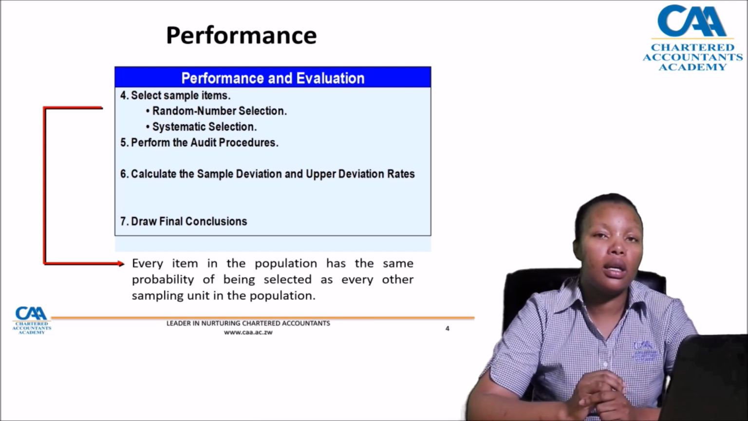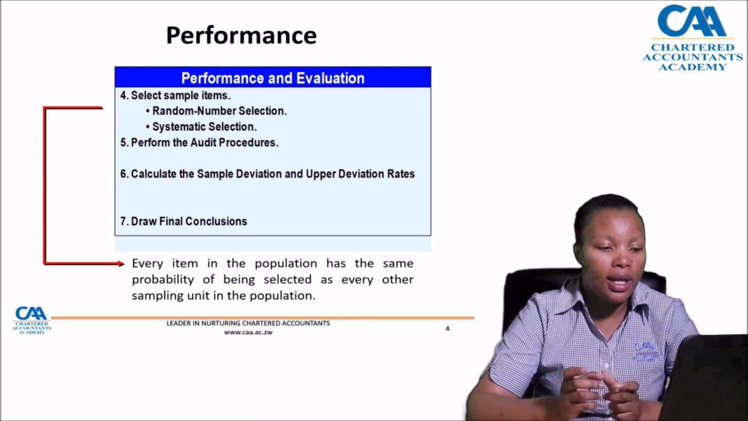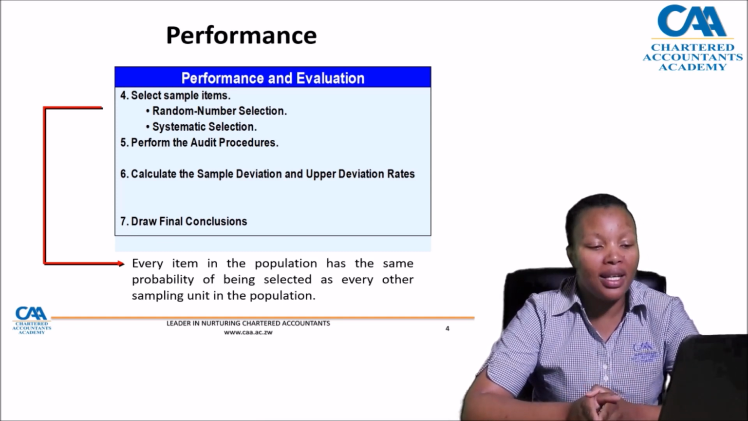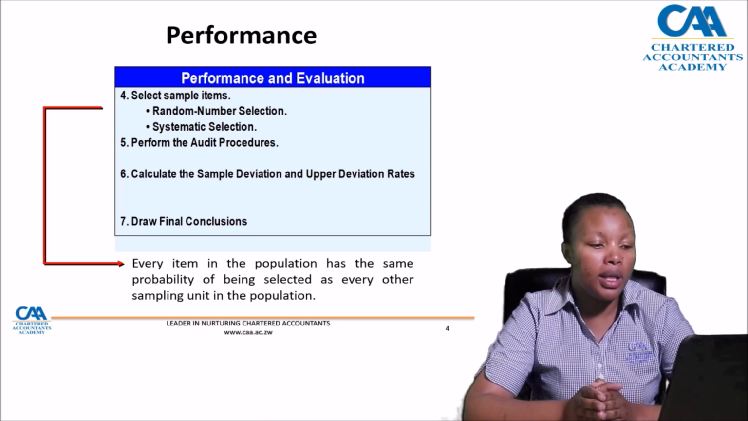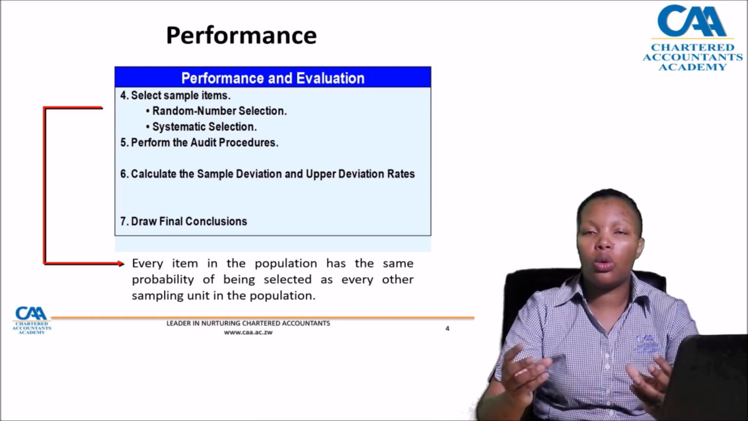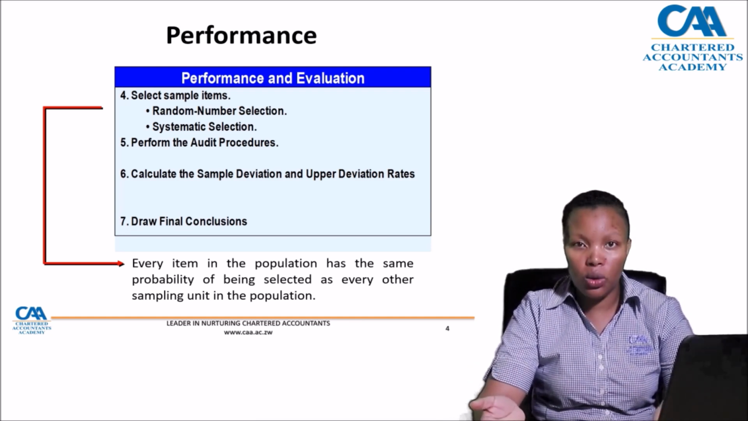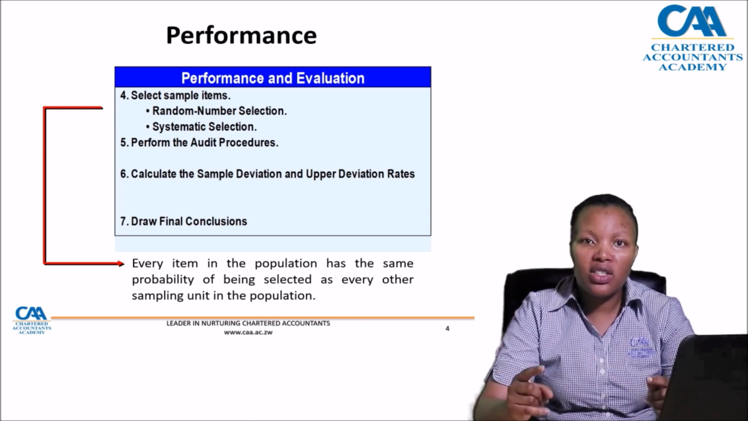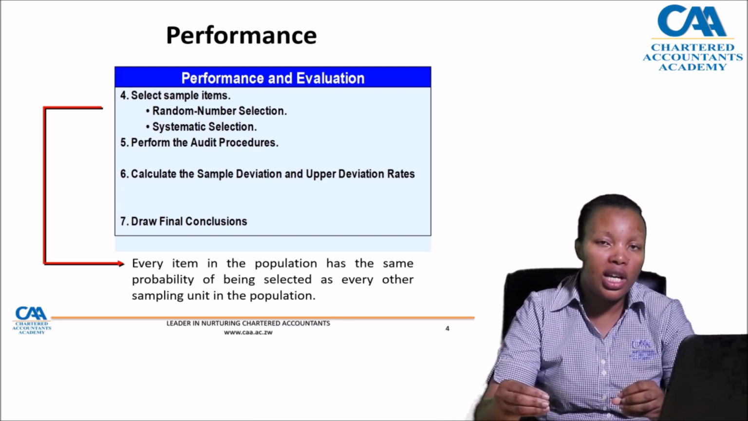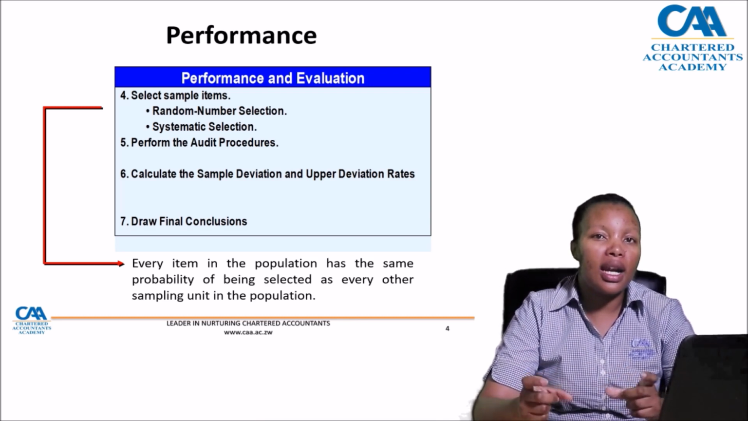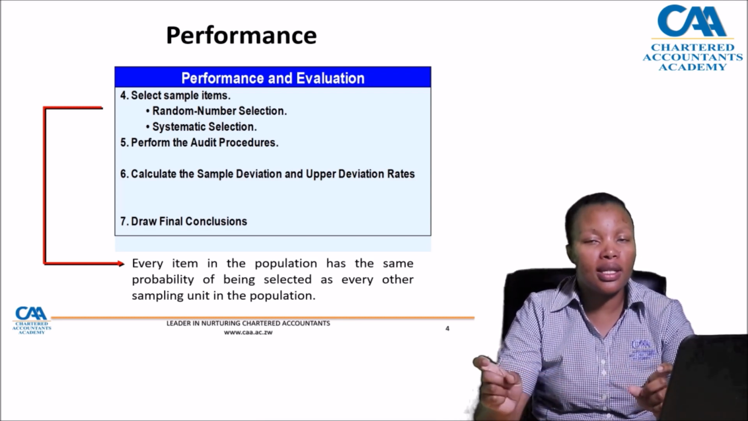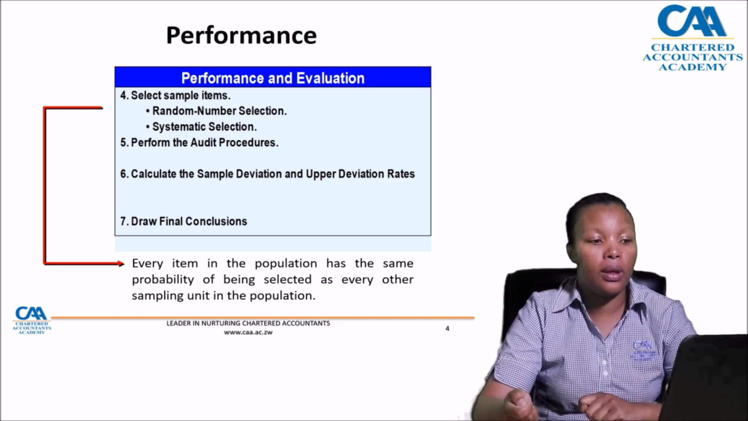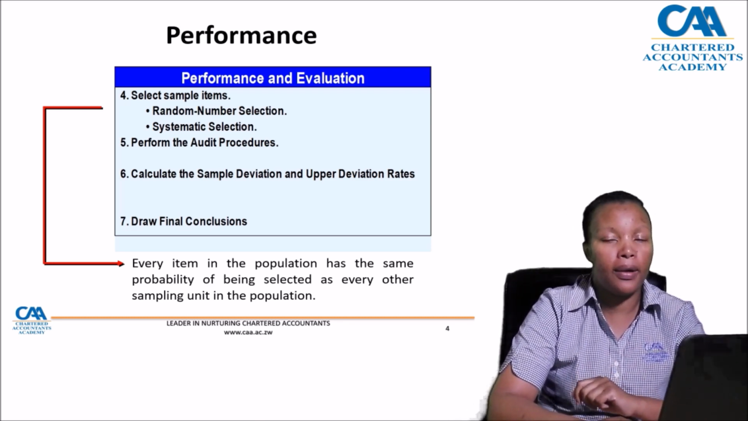So random sampling is when every item within the population has the same probability of being selected as a sampling unit. So you've watched, let's say, Lotto, for example, where you've got so many numbers, but each number has an equal chance of selection. So that is random sampling, when all the sampling items have an equal chance of selection. That is your random sampling.